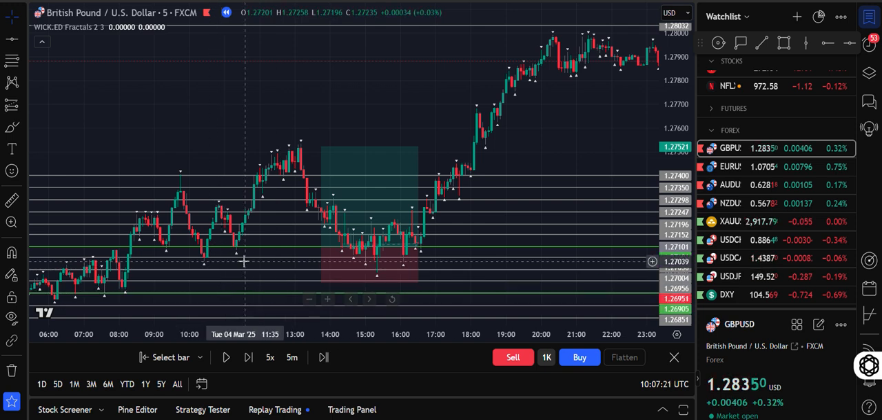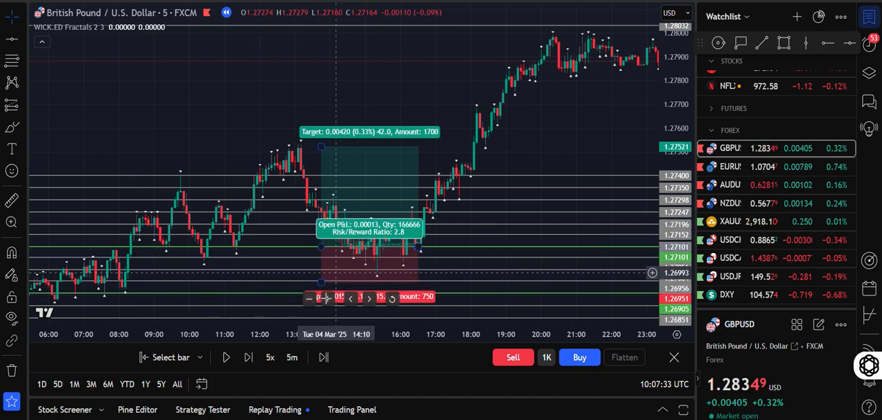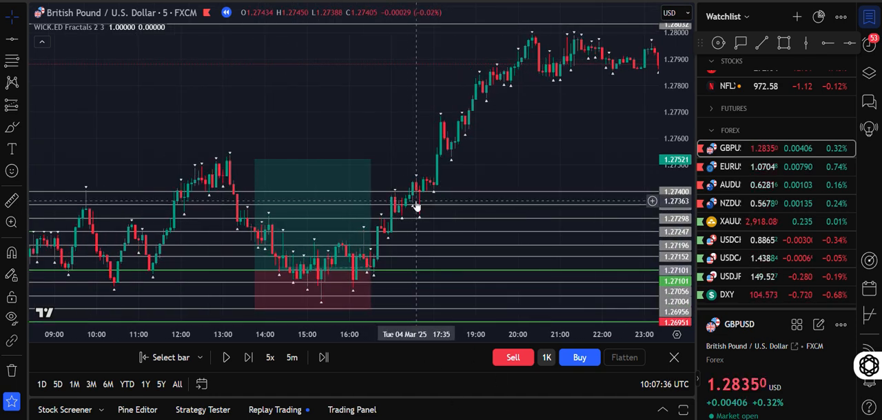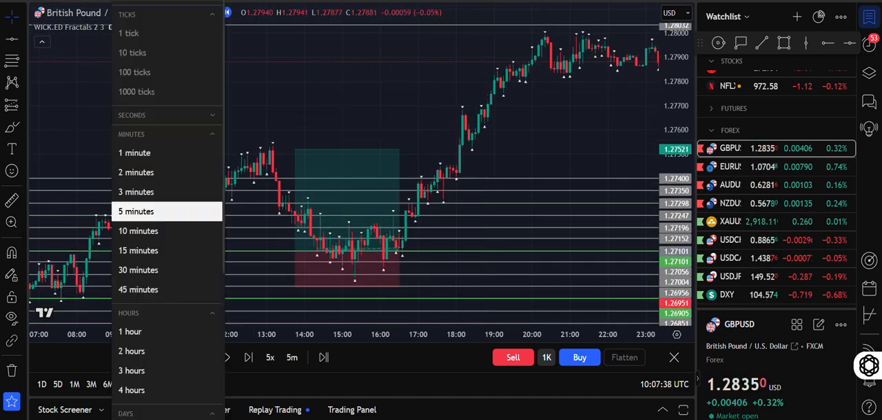Fair value gaps are good to get an idea of just something to add, but I like to use structure. So here 1120, bam, again, we found it here, little sweep, bam, again, so it's clearly a key level of interest. Yeah, so that was that trade. But back to the pair now.